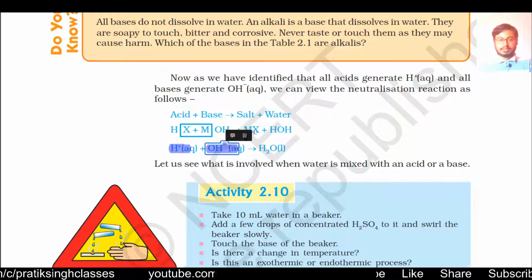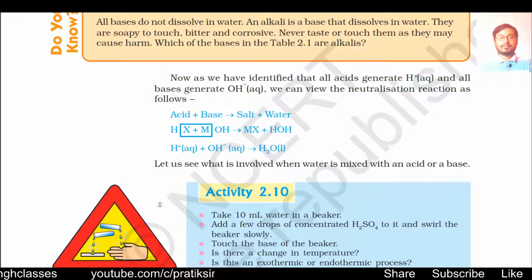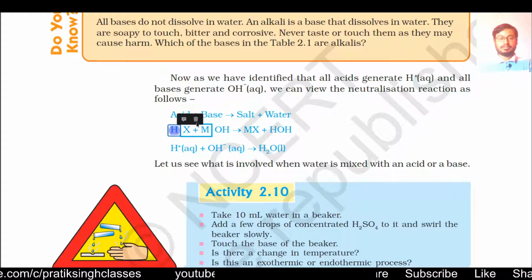So what has happened here, let me change the color of the pen. From the acid the hydrogen ion comes out, from the base the hydroxide ion comes out, and together they make water, H2O or HOH. And the other two things make the metal salt. Now coming to the next topic, let me delete these things, just a minute.